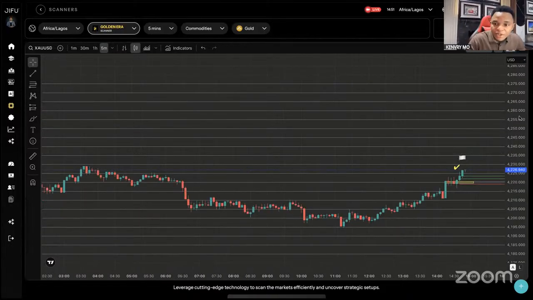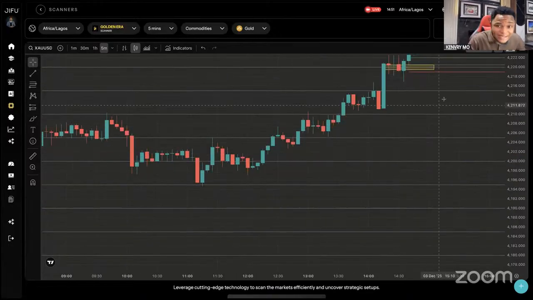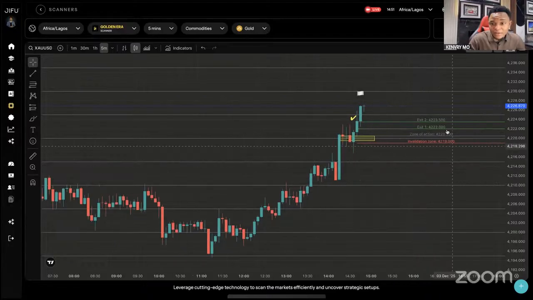It calls the entry, it tells you where to enter, gives you an invalidation. It's a high scalping tool for gold. Okay. Now this trade was called on a smaller time frame. It's done TP1 and TP2, beautiful. Okay. This for gold, it's golden era.